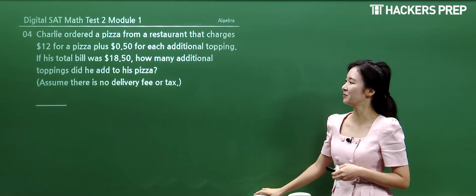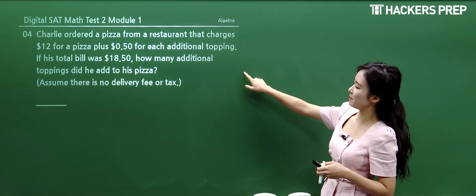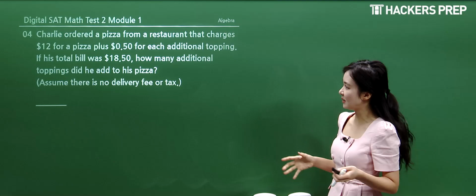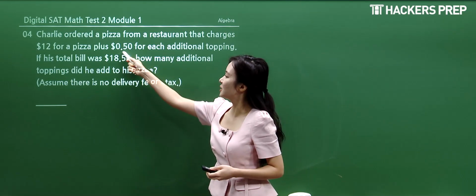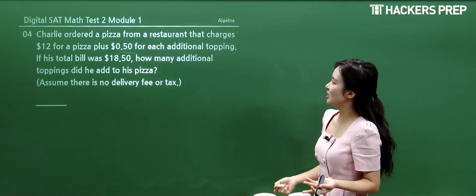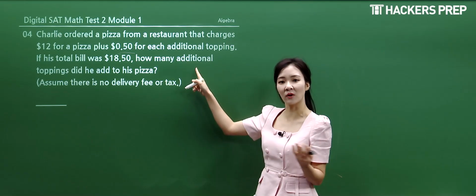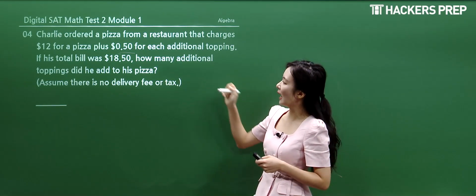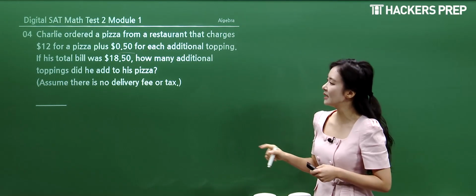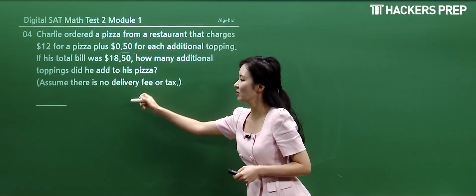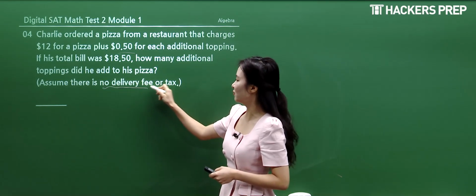On to question 4. Charlie ordered a pizza from a restaurant that charges $12 for a pizza plus 50 cents for each additional topping. If his total bill was $18.50, how many additional toppings did he add to his pizza? It says to assume there's no extra delivery fee or tax.